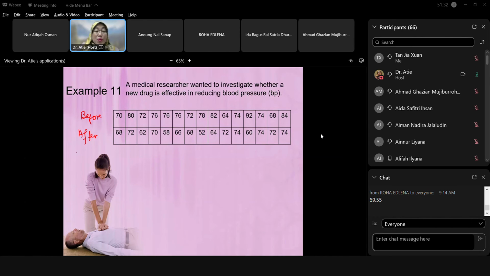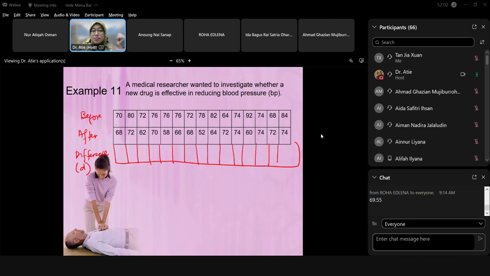So next, we need one more column for the difference, which is the D. You need to add one more column here. It doesn't matter whether you do the table horizontally or vertically. But the most important thing is that you must have the information for treatment number one and treatment number two, and then you need to find the difference.